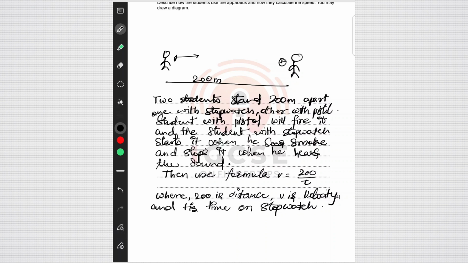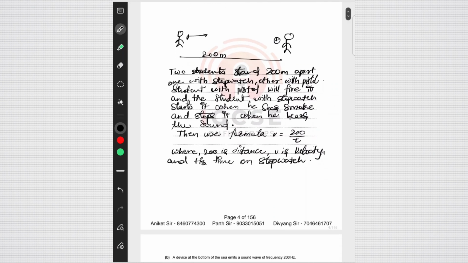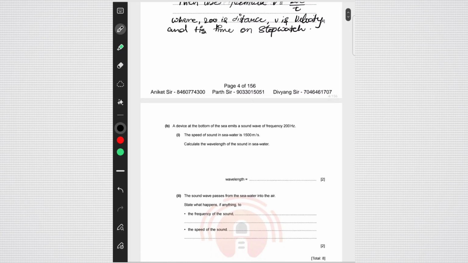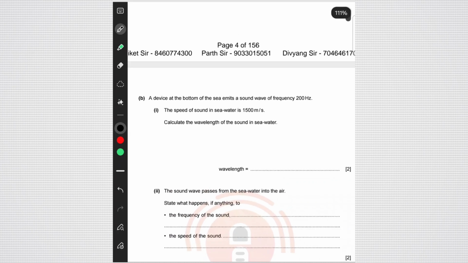You can also use 300 meters, 350 meters, all of them will be correct. You cannot use a very long distance, because at a very long distance the visibility gets blurry, right? You cannot see 1 kilometer apart without binoculars, and binoculars are not given. You cannot use a very large distance.